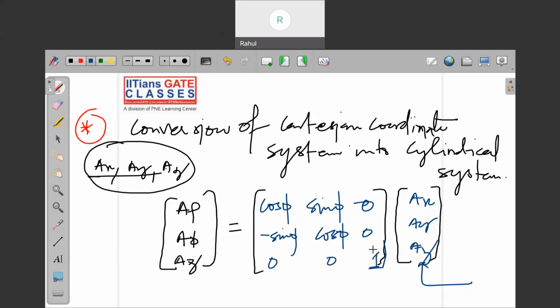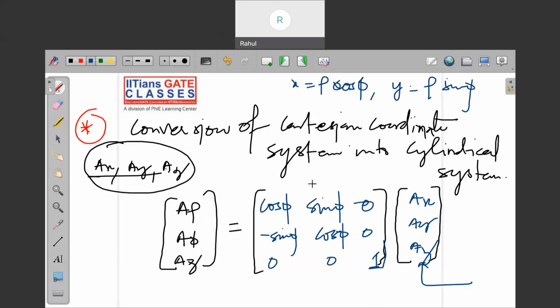How can you remember this? If there is a cos, you have already got x equal to rho cos phi, and y equal to rho sin phi. What you can do here is keep cos here, and then keep sin phi and 0 here.